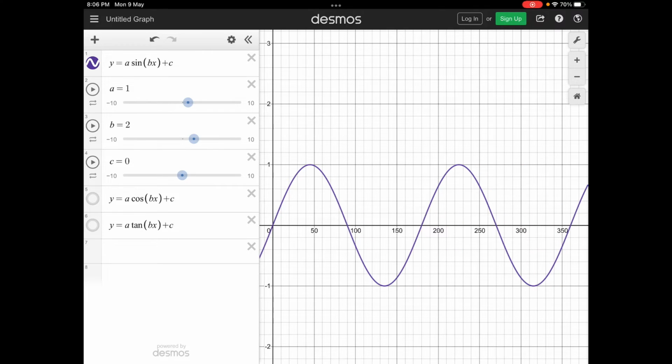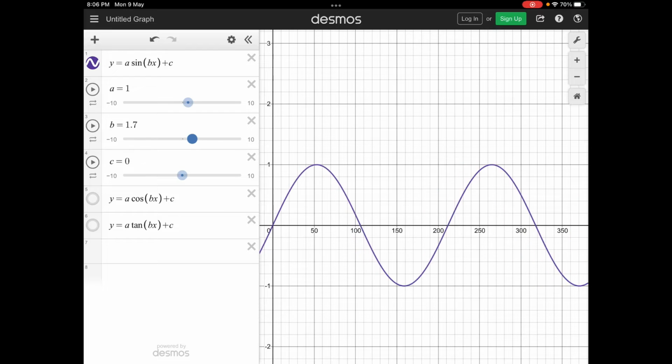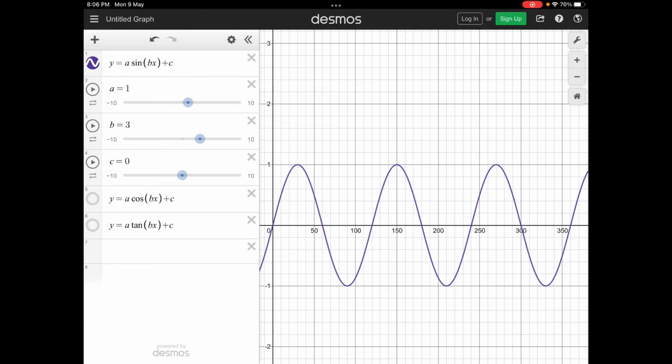Now, another way of thinking about this is that this value increases the frequency of the graph. Okay, so I've pushed this number to 2, and what's happened is within 360 degrees, I now have 2 copies of the same graph. If I push this to 3, you'll notice that within the 360 degrees of the original graph, I now have 3 copies of the same graph.